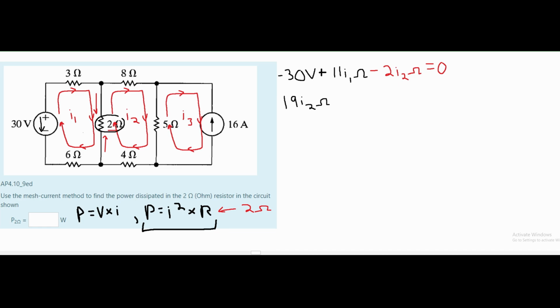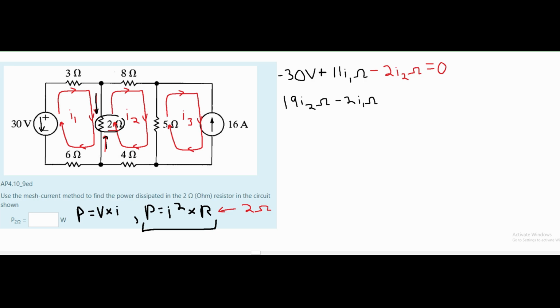Now, we're going to do the same thing. If our I2 is going up this way, and our I1 is going down this way, they're in opposite directions. That means our I1 now is going to be in the opposite direction. Since our actual direction for I2 is positive, that means I1 is negative. So we're going to have a minus 2 I1, and this is in terms of ohms.